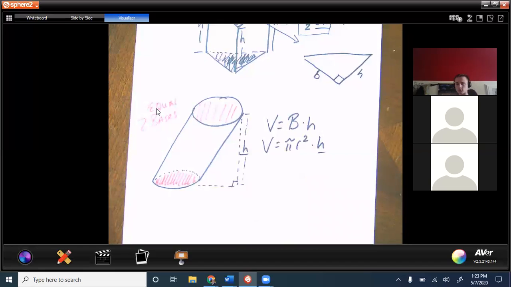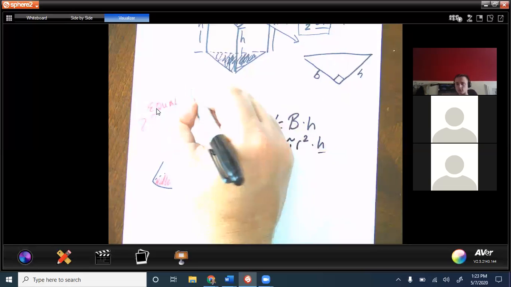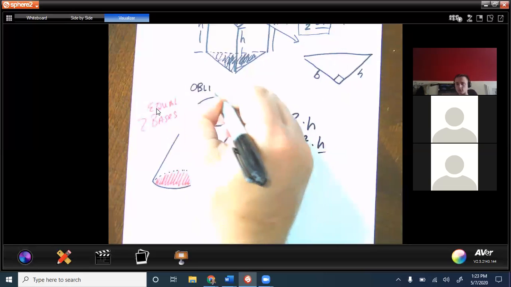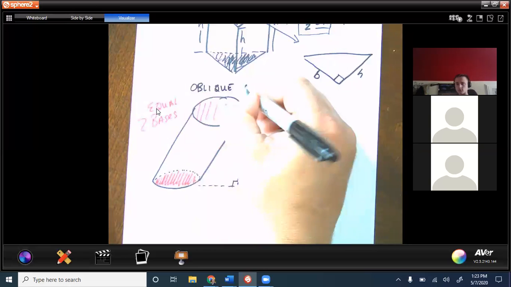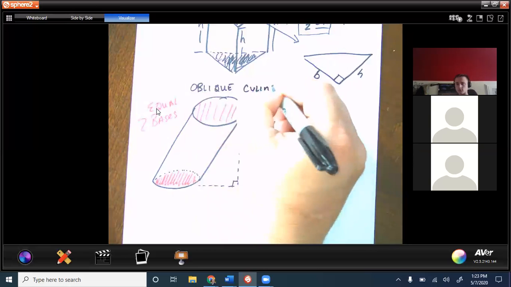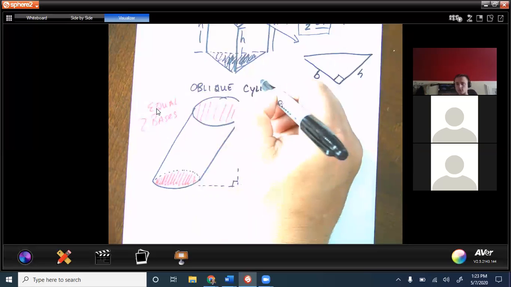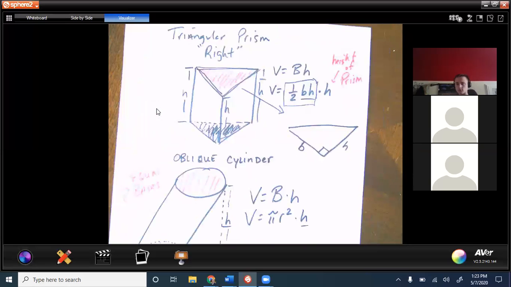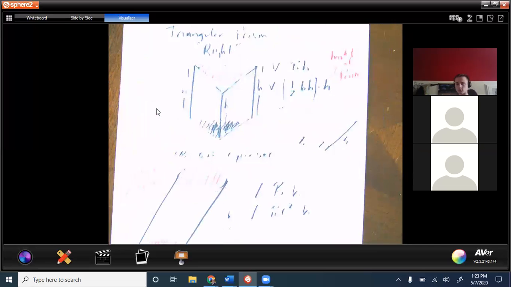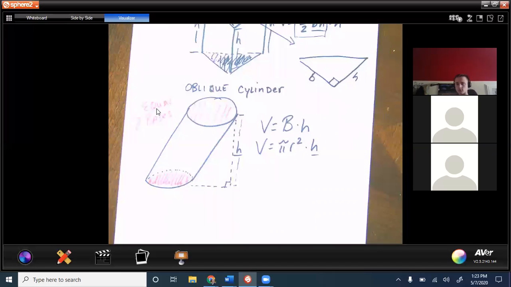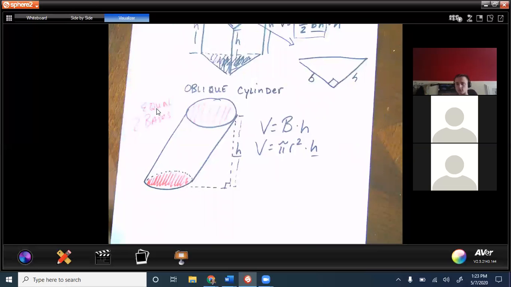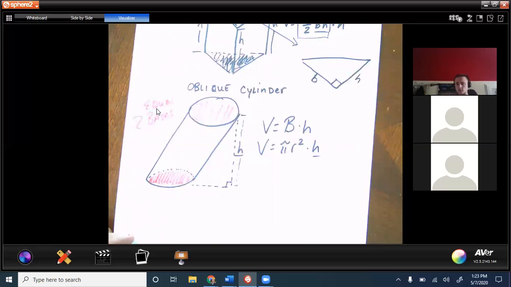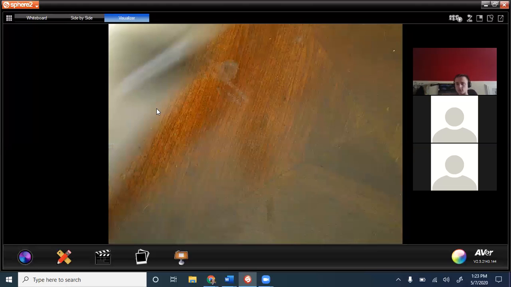Okay? So this would be what we would call an oblique cylinder. And what we're doing up there is a right triangular prism. All right, any questions? If so, speak up. Otherwise, I'm gonna move on. Okay.